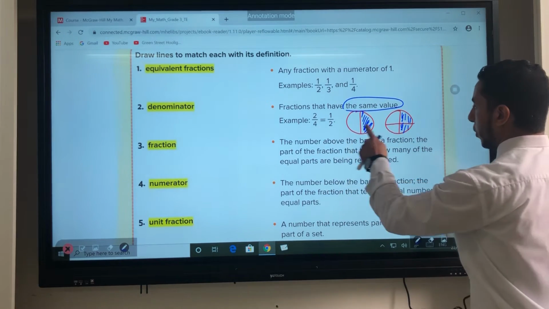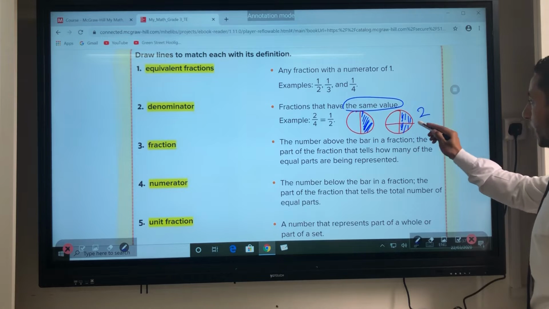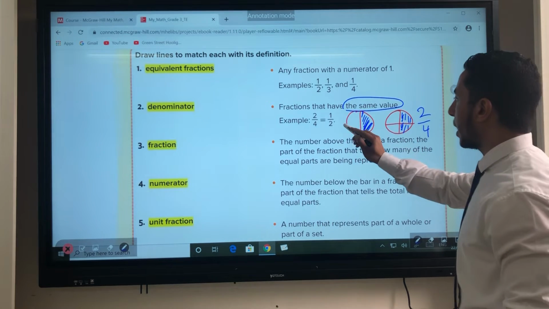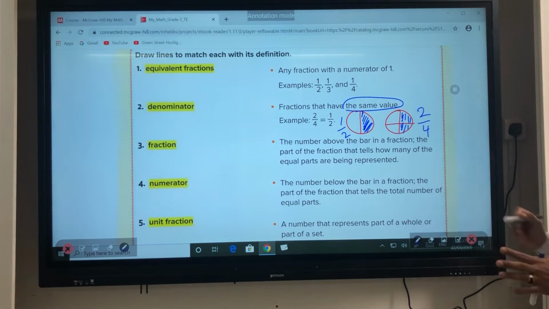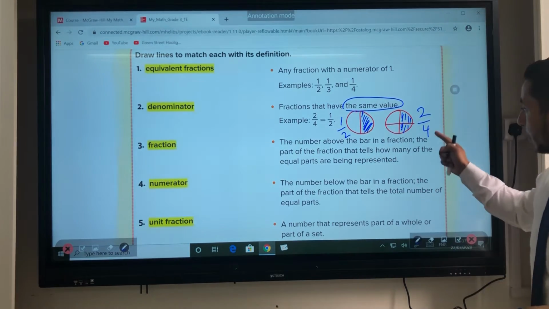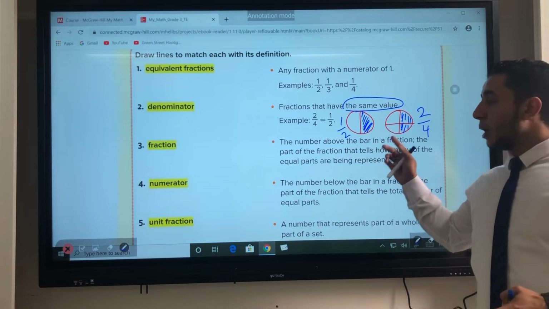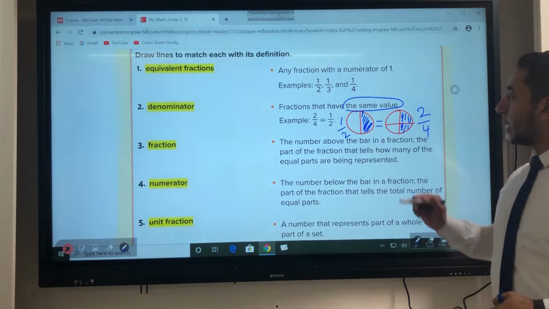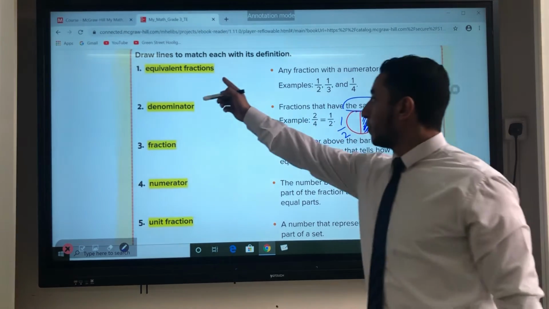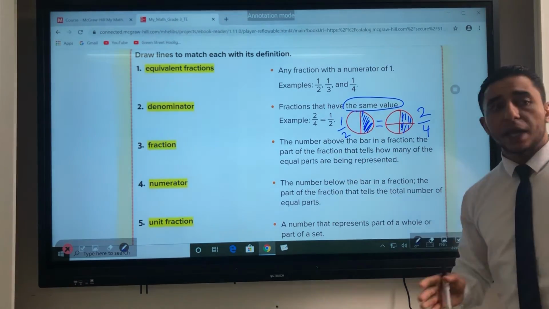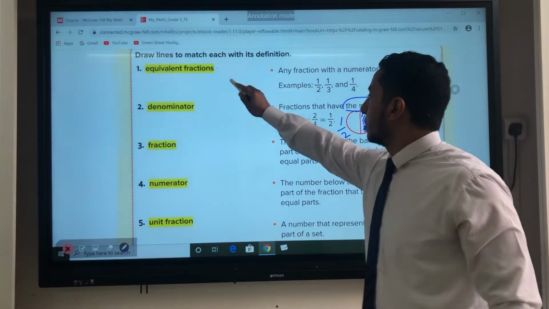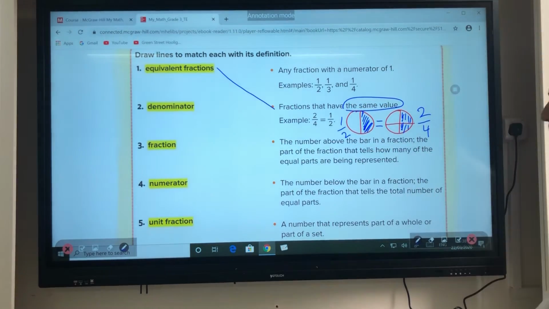So 2 over 4 here, 2 out of 4, and here 1 out of 2. But the same part is colored, so if you compare between them, 2 over 4 and 1 over 2 are equal. So equivalent fractions are fractions that have the same value. So this matches this. Excellent.